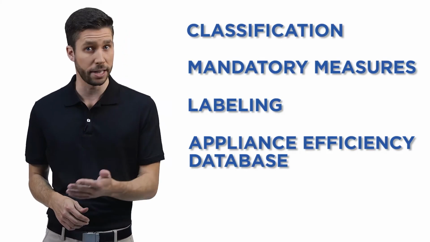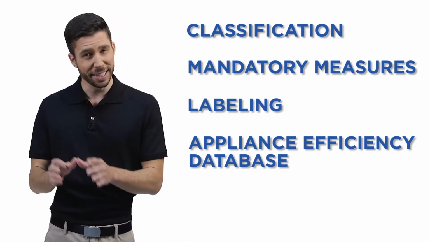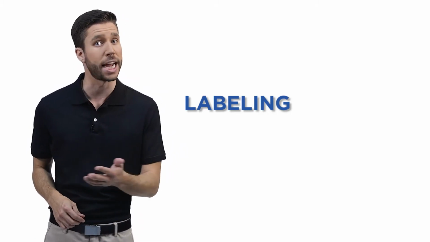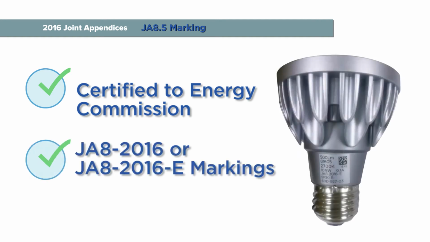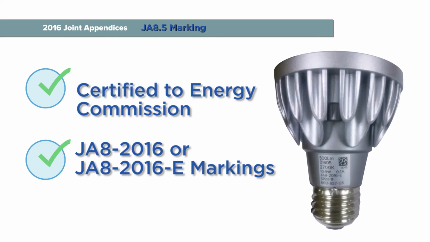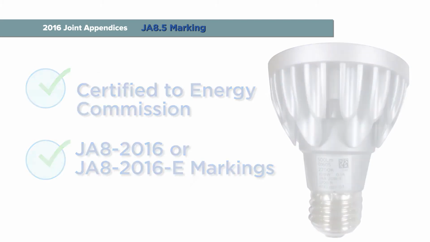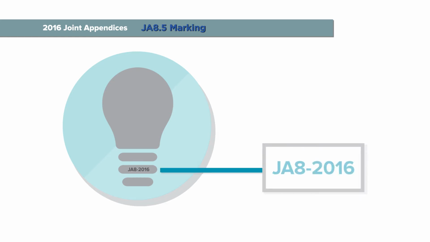Now that we're familiar with the mandatory measures for high efficacy lighting contained in the 2016 Energy Standards, let's turn our attention to the labeling requirements for high efficacy light sources certified under JA8. For light sources to qualify as high efficacy under JA8, they must be certified to the Energy Commission and marked as either JA8-2016 or JA8-2016-E. These markings indicate that the light source meets the requirements of Joint Appendix JA8. The JA8-2016 marking indicates compliance with the JA8 criteria.